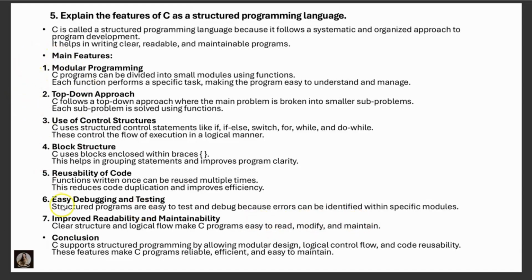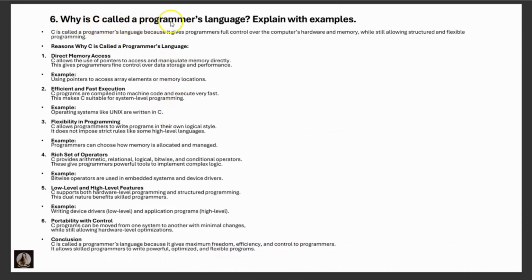These are all the main features of C. And the conclusion is C supports structured programming by allowing modular design, logical control flow and code reusability. These features make the C program reliable, efficient and easy to maintain. Clear? And the next question is, why is C called the programmer's language?